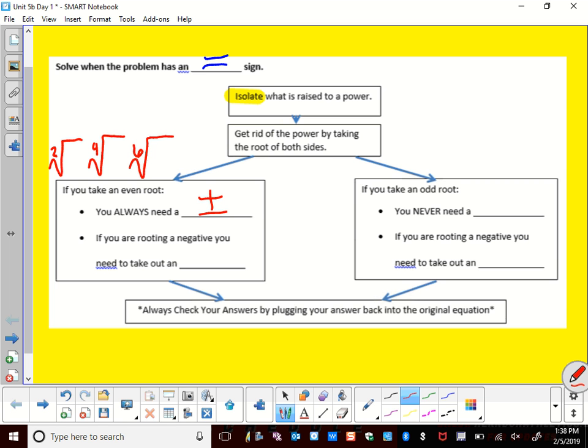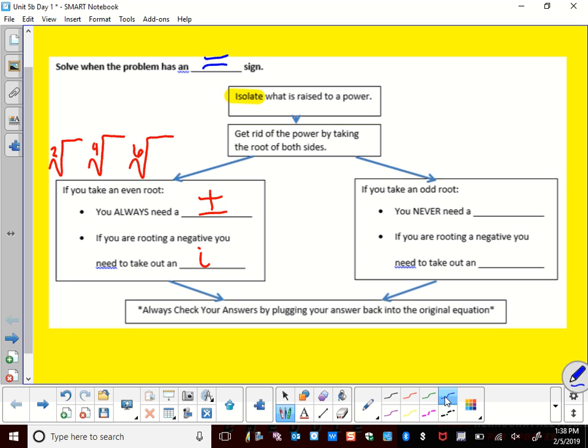In or out? What do you mean? Like you say you always need a plus or minus. Meaning when you solve it, your answer should be plus or minus. Oh. If you are rooting a negative, you need to take out an i for imaginary. If you are rooting a negative number, you take out an i. That means if you have a negative under your radical sign, it comes out to be i.